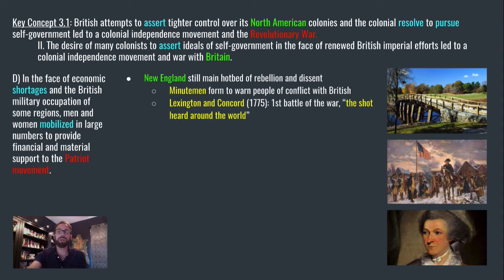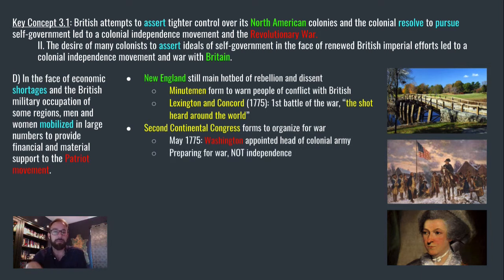Okay, so the war has started essentially with this battle, and the Second Continental Congress forms to organize for the war. Now realize, they are not organizing for independence. No one's talking about it yet. They're talking about going to war to reestablish salutary neglect. They appoint George Washington as head of the colonial army, so the war begins basically in the summer and fall of 1775. We know the Declaration of Independence isn't until summer 1776. We'll talk about where that shift from reestablishing salutary neglect to wanting independence happens in a later lecture.